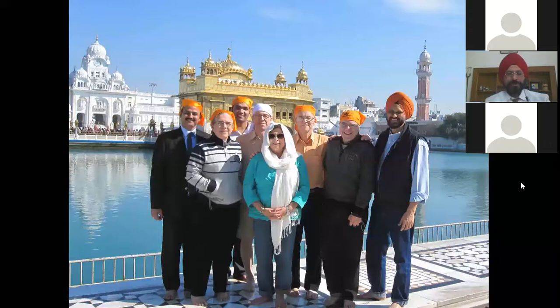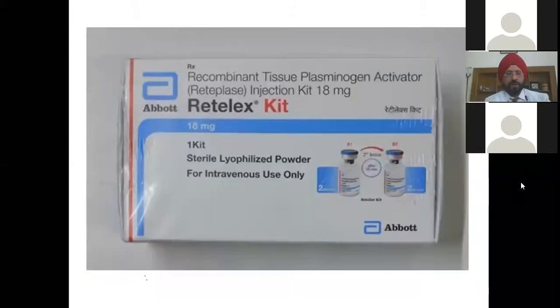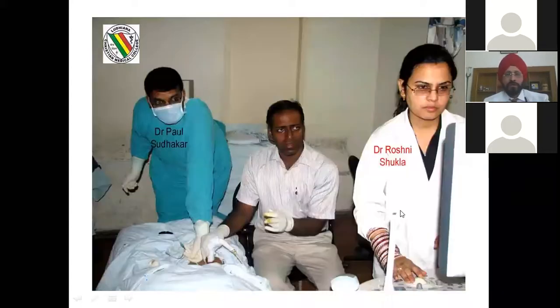Now, you can use streptokinase, urokinase also, but we prefer to use either Actilyse, which is Boehringer, or Retilex. I have not found a major difference clinically between them, I've used both of them. And this is how we do it. Patient is prone under ultrasound guidance. This is again Christian Medical College. This is my radiologist who did most of my endovascular procedures for me.